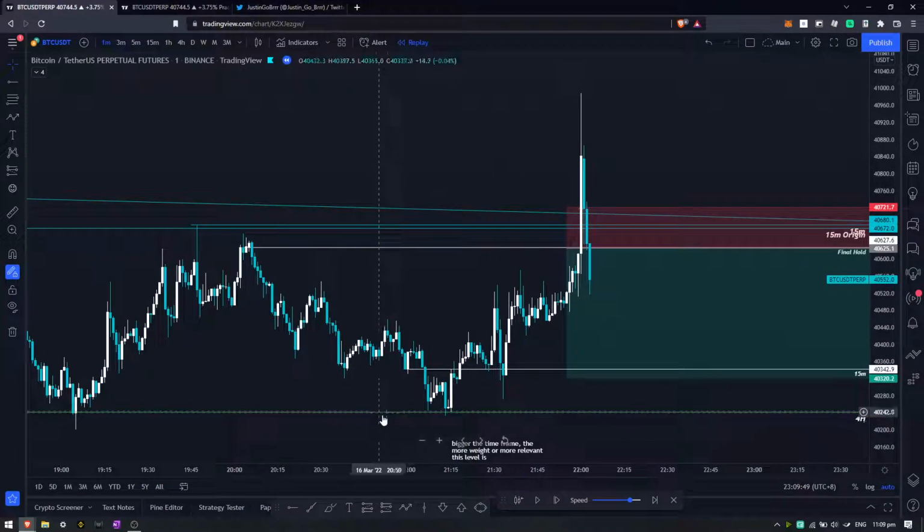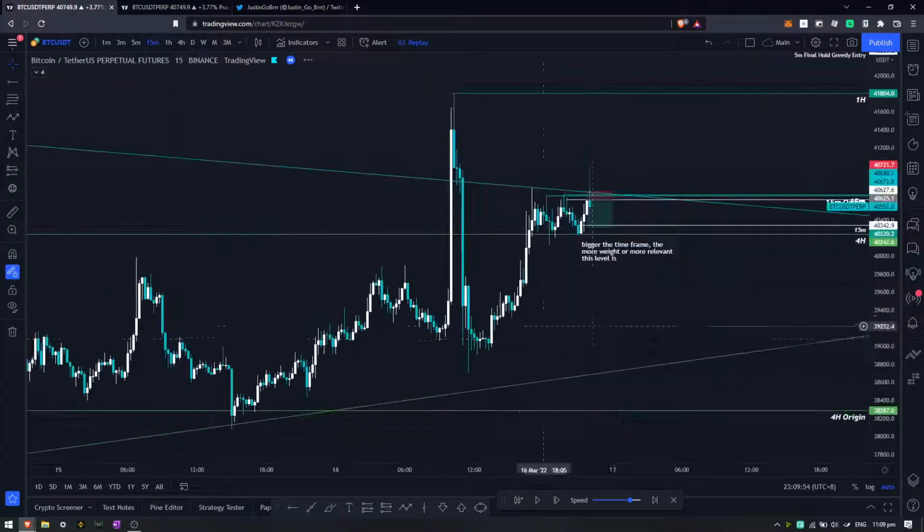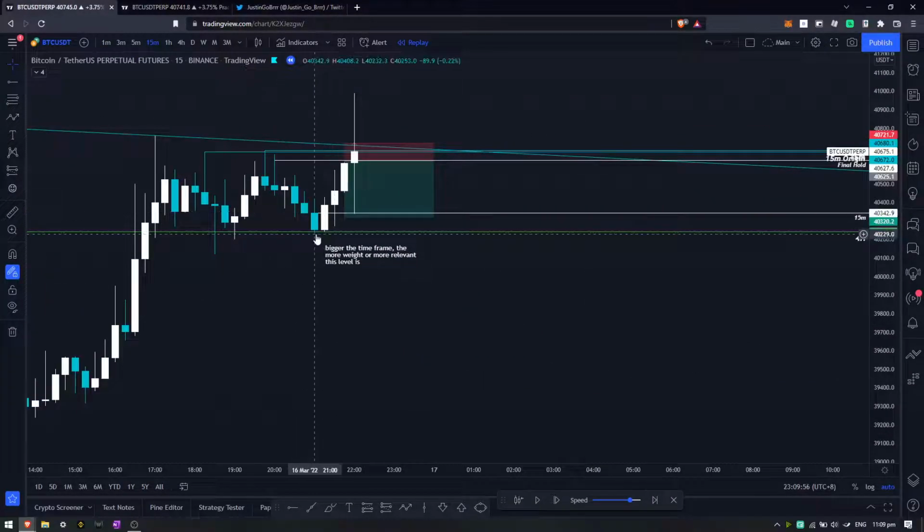And even if there was a 4 hour range or 4 hour origin here, pretty sure there's a 15-minute range level here. There's a 15-minute range level here as well, so as well as here. So you can see it's already laddering up. So maybe that could have been one of the key factors that I should have played.